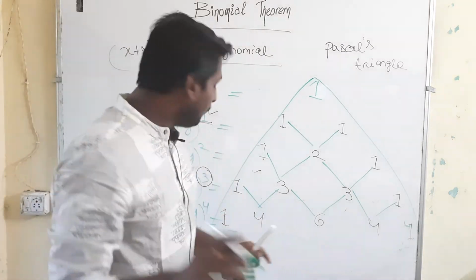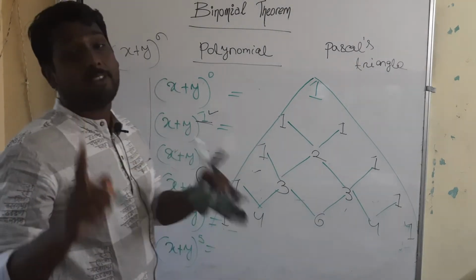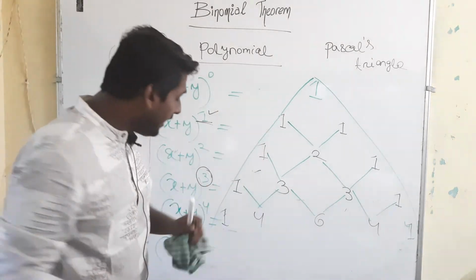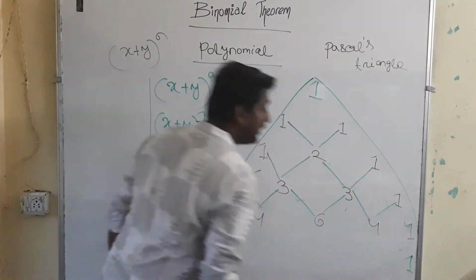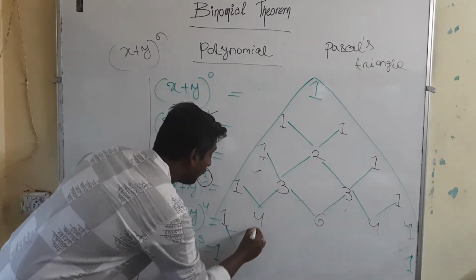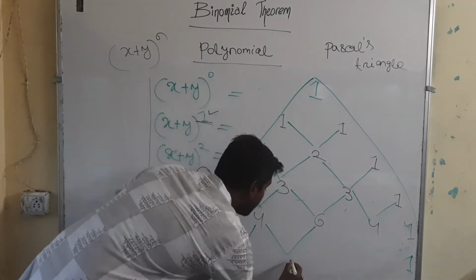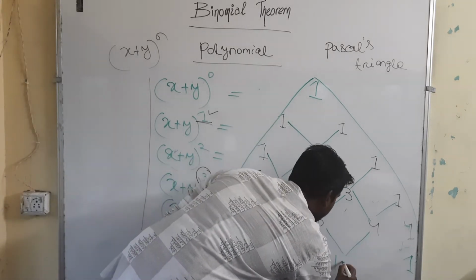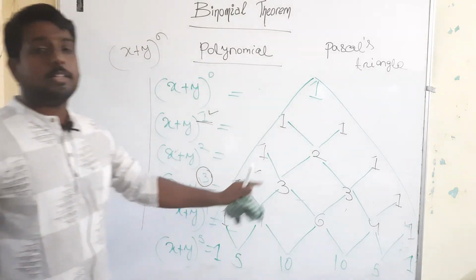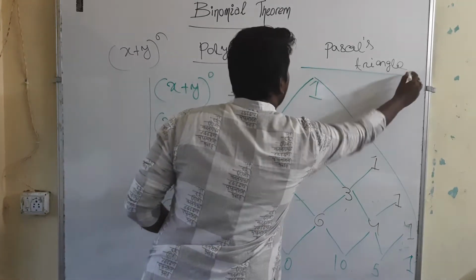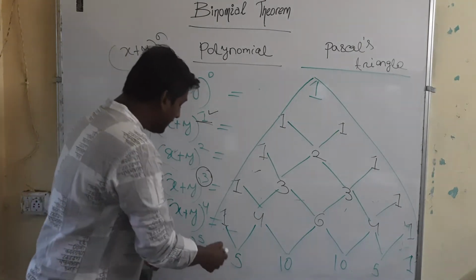So I want you to find out what would be the value of x plus y to the power 5, and if I am only bothered about the coefficients, then I think you can find out the coefficients. The border values will be equal to 1 as usual, and the in-between values will be the summations of the above two. So 1 plus 4 it will be 5, 4 plus 6 it will be 10, 6 plus 4 it will be 10, and 4 plus 1 it will be 5. So this particular triangular arrangement is called Pascal's triangle, from which we get the coefficients of x plus y to the power n.